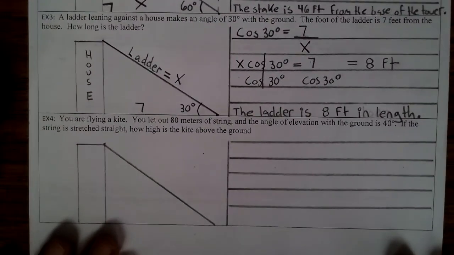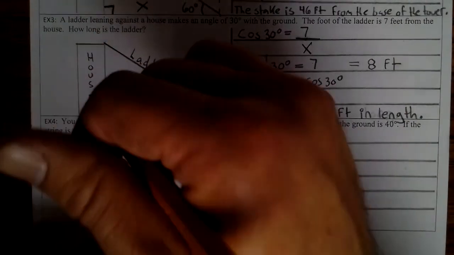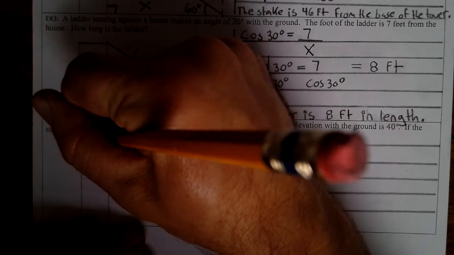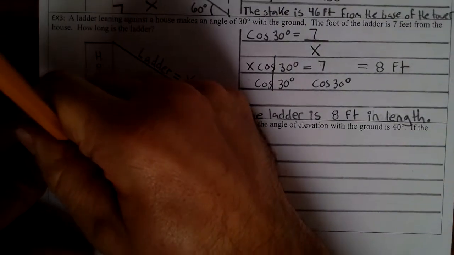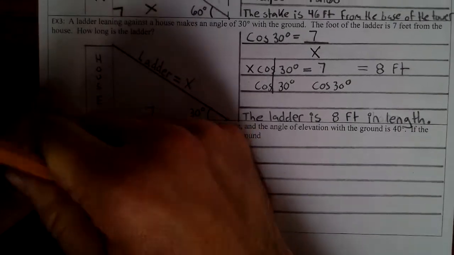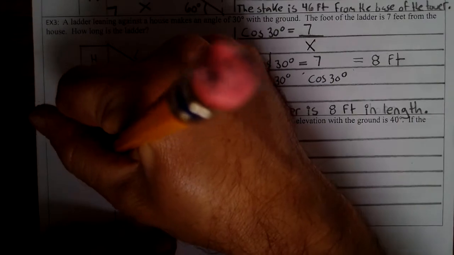All right, example 4. You are flying a kite. You let out 80 meters of string, and the angle of elevation with the ground is 40 degrees. If the string is stretched straight, how high is the kite above the ground? Okay, so here's your kite. There's no building in this problem, so we don't need this piece. So here's where our kite is.